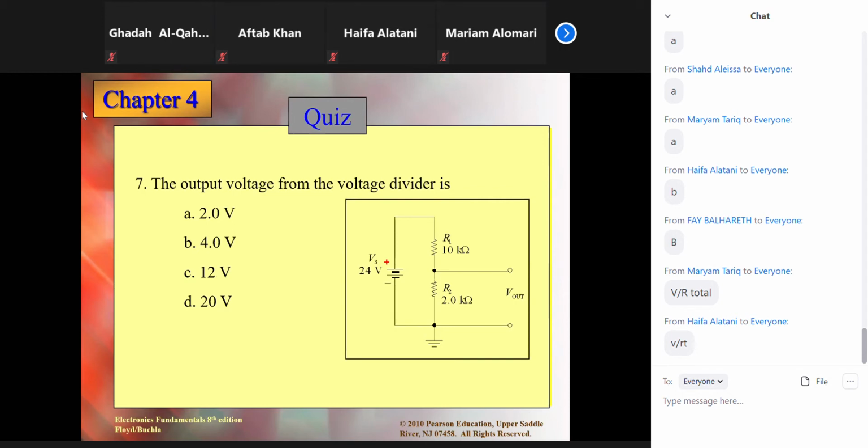B. 4. The formula is V equals Rx over RT multiplied by VS, right? Yes. So it is gonna be 2 over 12 multiplied by 24, so the answer is B. It's gonna be 4 volts.